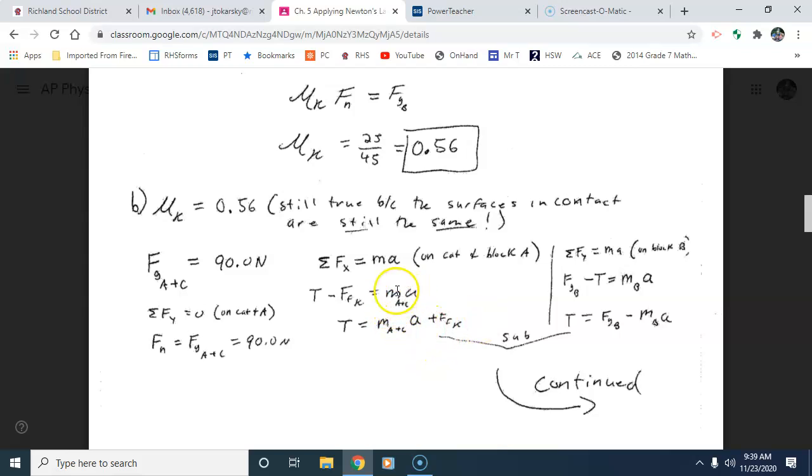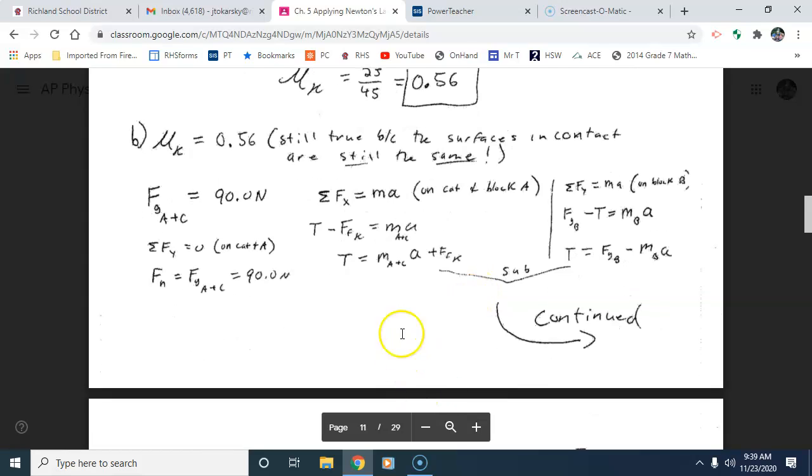But now we can't set it equal to 0 because we have a clear acceleration now, right? And this is a total mass, though. Remember, that block plus the cat. That's what that subscript A plus C is there for. You good? All right, so right there, I have too many unknowns alone to solve, so I go on to the next thing.